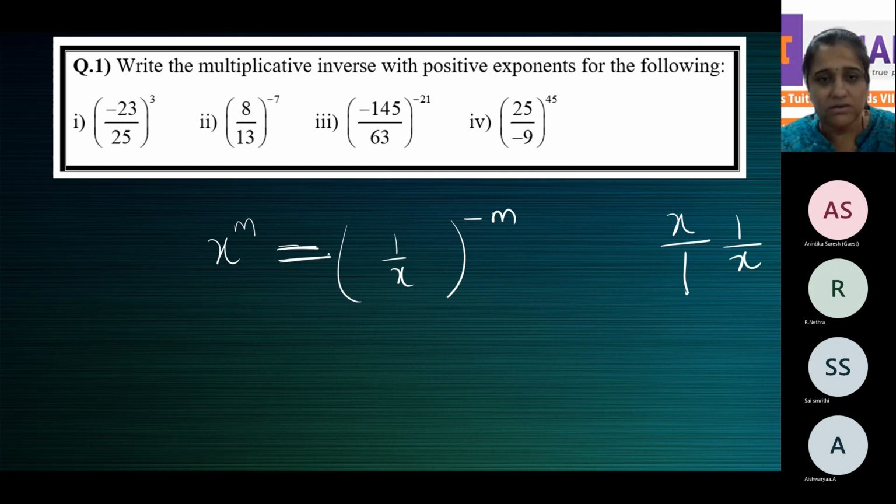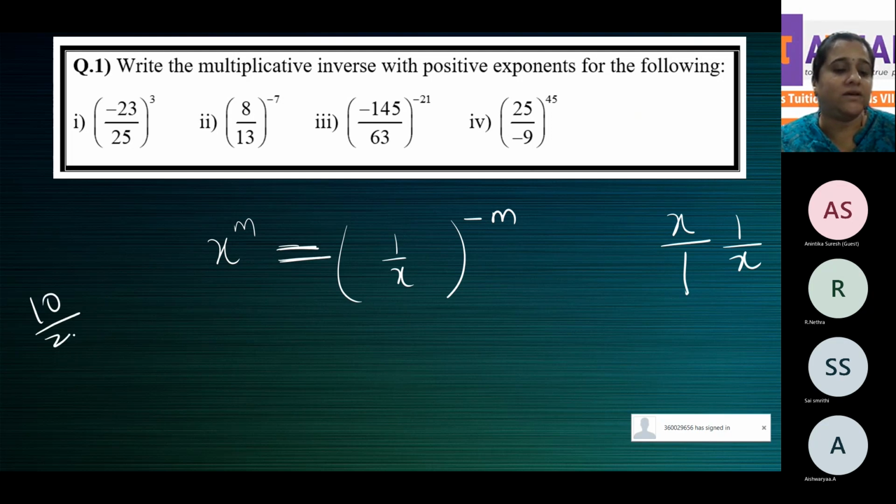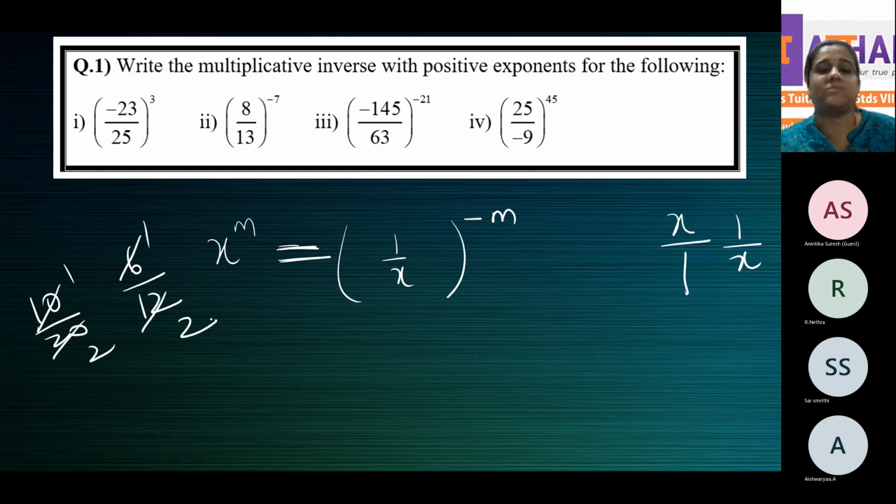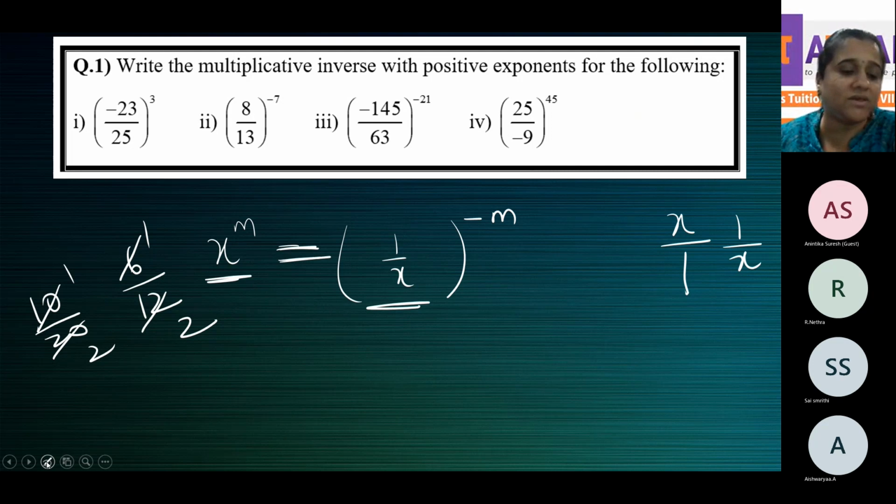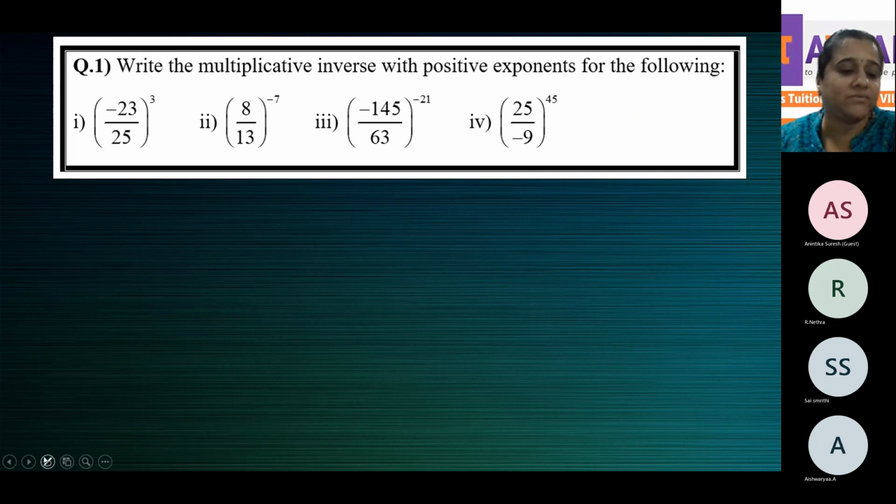So they are equal. These two are equal in value, though they look different. For example, 10 by 20 looks different from 6 by 12. However, their value is 1 by 2. They look different, but their value is 1 by 2. In the same way, this one and this one look different, but they have the same value. The meaning is the same. I'll show you again.